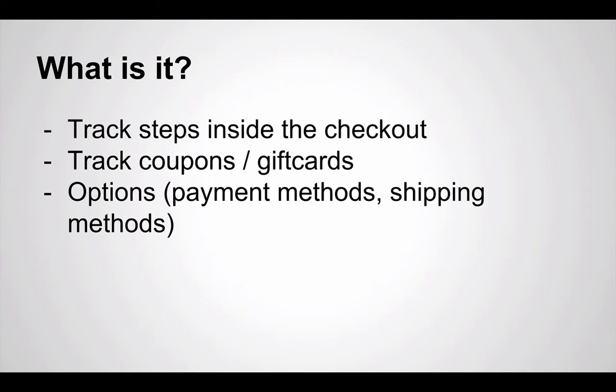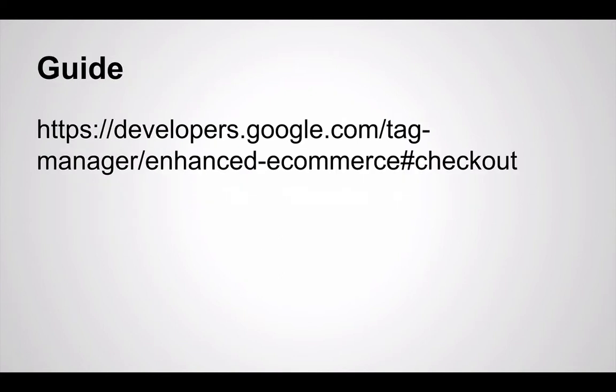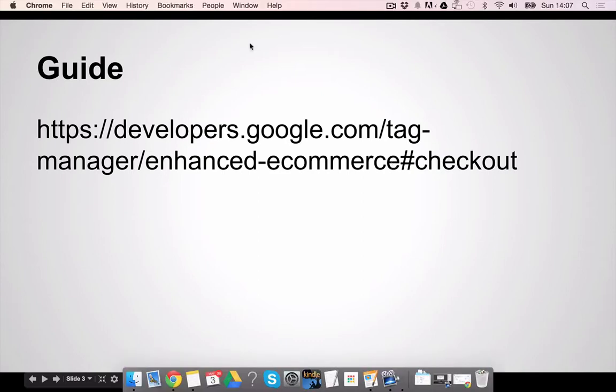So just say that you have something that's interesting, which is not payment methods and shipping methods. I don't know, it could be anything in your web shop. You can actually track it using the options call. So there's this guide here. We're going to look at it, and let's jump right into it.